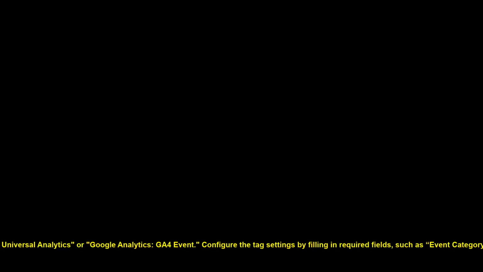Common options may include Google Analytics, Universal Analytics, or Google Analytics GA4 event. Configure the tag. When finished, click on the triggering section to set the conditions for when this tag should fire. Either select an existing trigger or create a new one based on the specific SEO event you want to monitor.